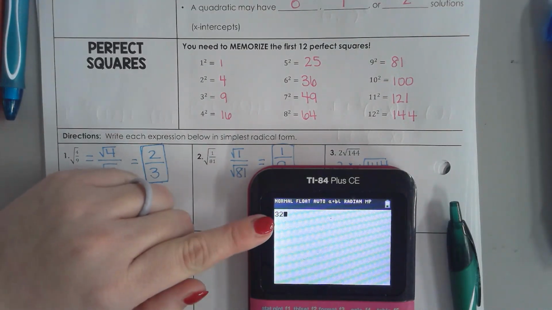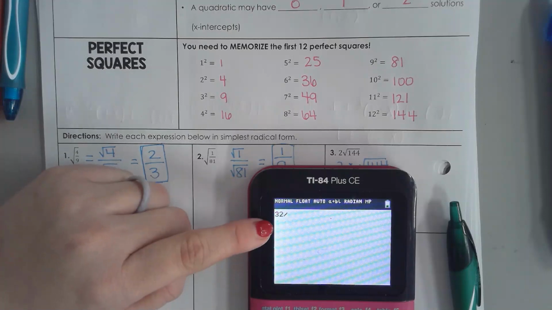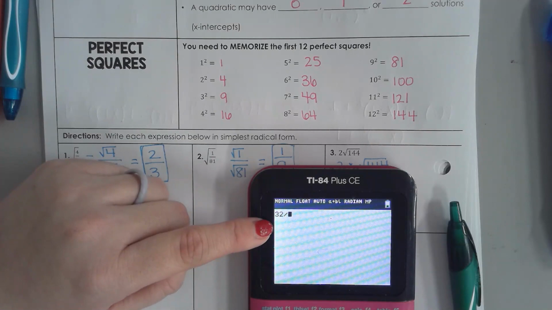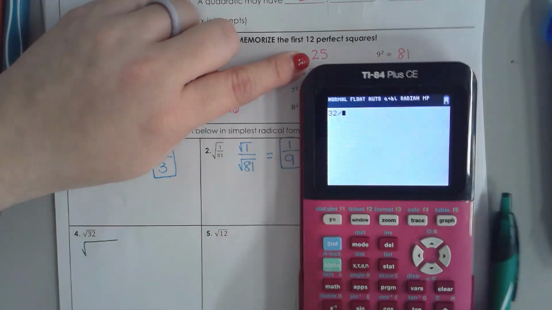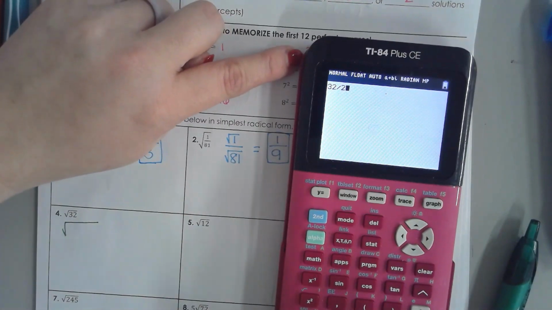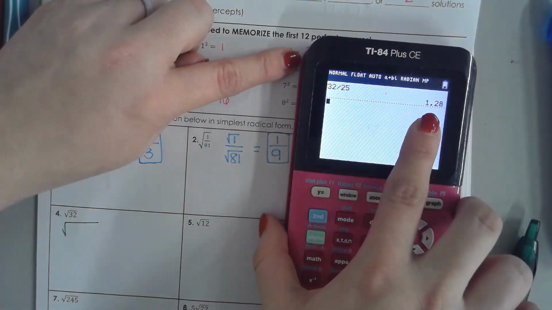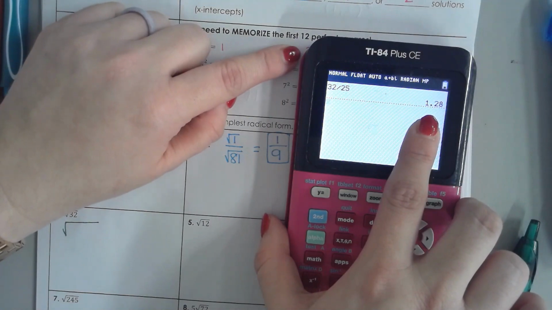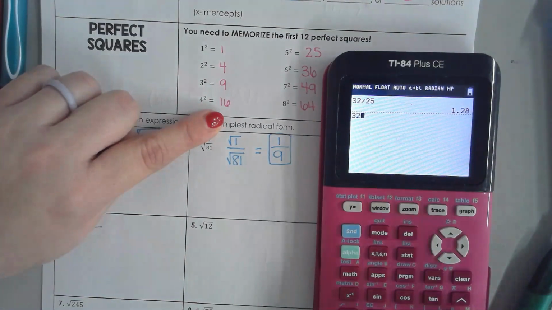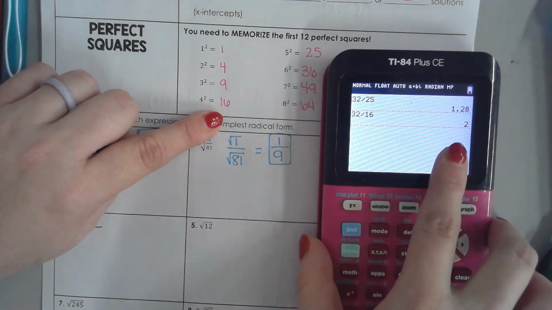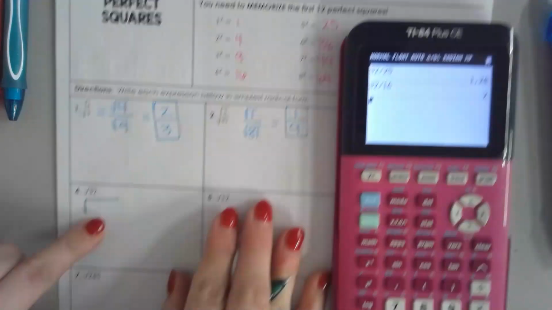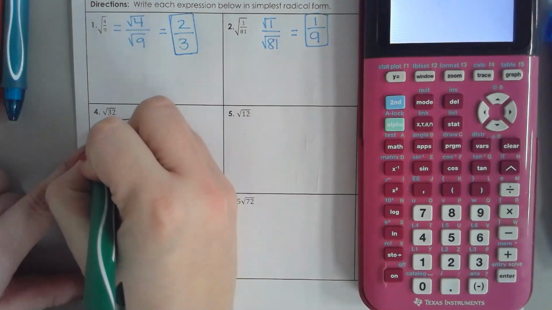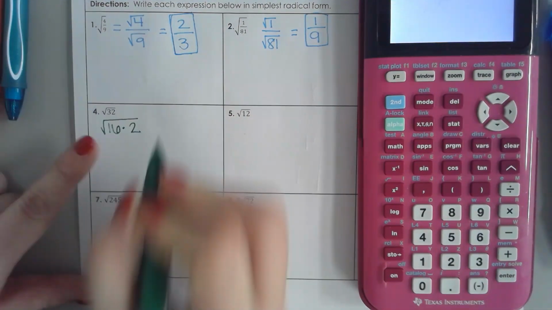Now, if I'm dividing, I'm definitely not going to divide by numbers bigger than 32. That for sure would not give me a whole number. So I'm going to start with 25. 32 divided by 25. Did that go evenly? No. Then I'm going to go to my next one. 32 divided by 16. Did that go evenly? Yes, it did. So I'm going to rewrite this as the square root of 16 times 2.